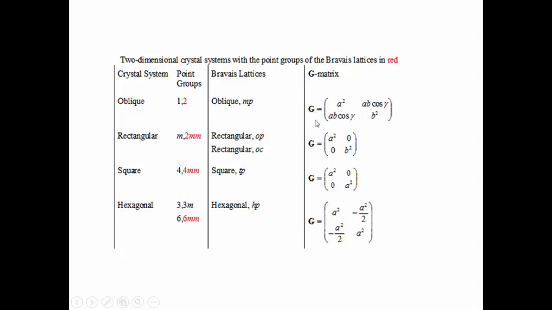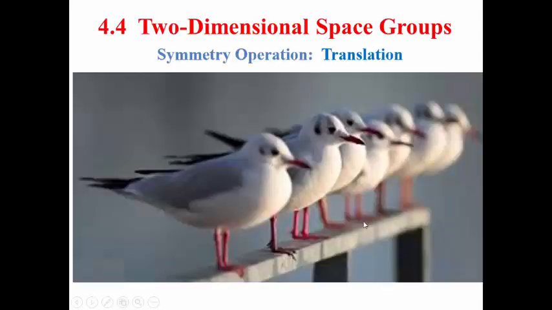For the oblique, for the rectangular, we just need A and B. For the square, we just need A. And for the hexagonal, we just need A as well, only we know that the lattice has a primitive cell, rather has a point group of 6mm. So you have the angle of 120 degrees. That's where you get this cosine of 120 degrees is minus a half, remember, from long ago.